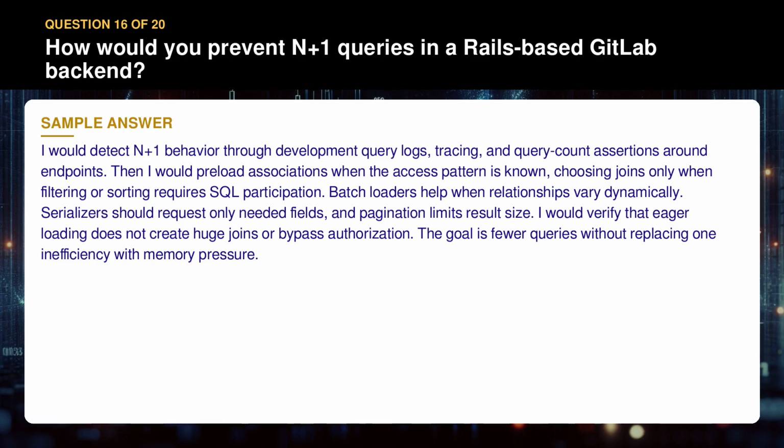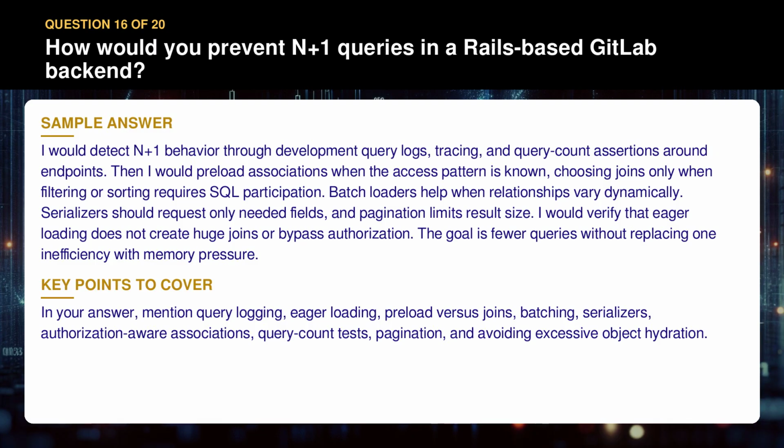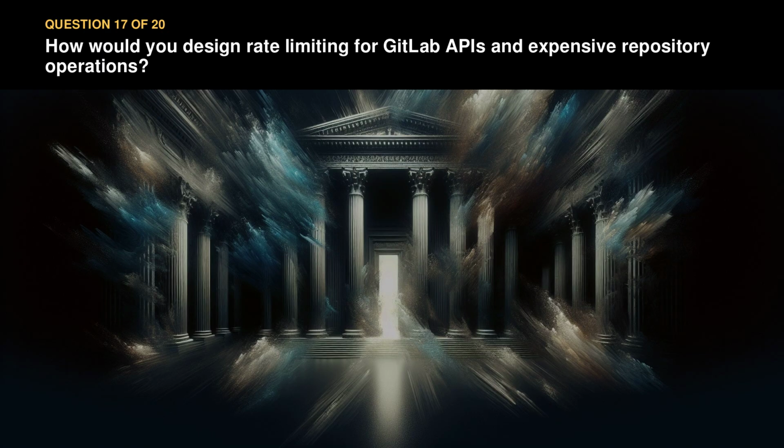Serializers should request only needed fields, and pagination limits result size. I would verify that eager loading does not create huge joins or bypass authorization. The goal is fewer queries without replacing one inefficiency with memory pressure. In your answer, mention query logging, eager loading, preload versus joins, batching, serializers, authorization-aware associations, query count tests, pagination, and avoiding excessive object hydration.